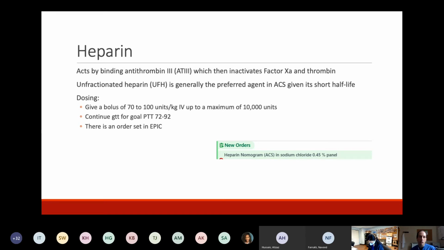But all people who have a type 1 MI, meaning either a STEMI or an NSTEMI, which you think is due to an acute plaque rupture, should be started on heparin, as well as the dual antiplatelet activity.